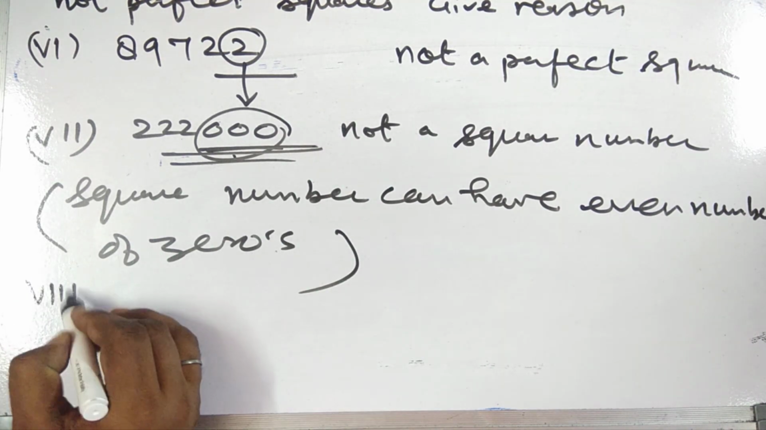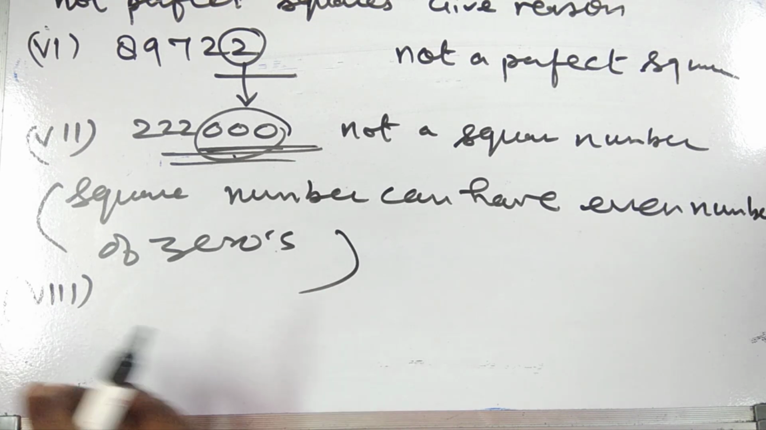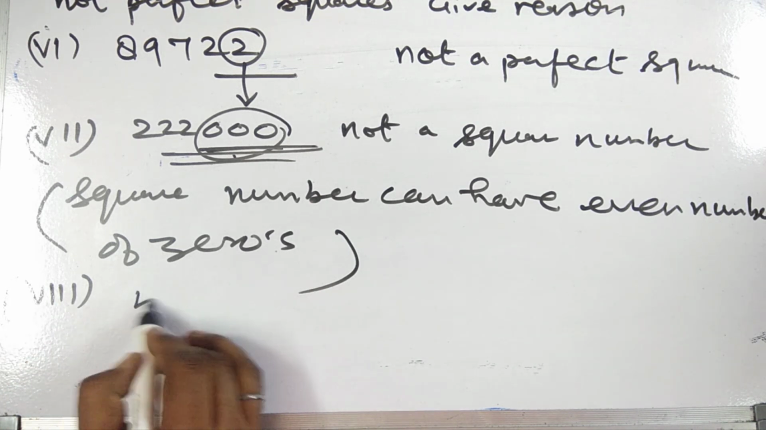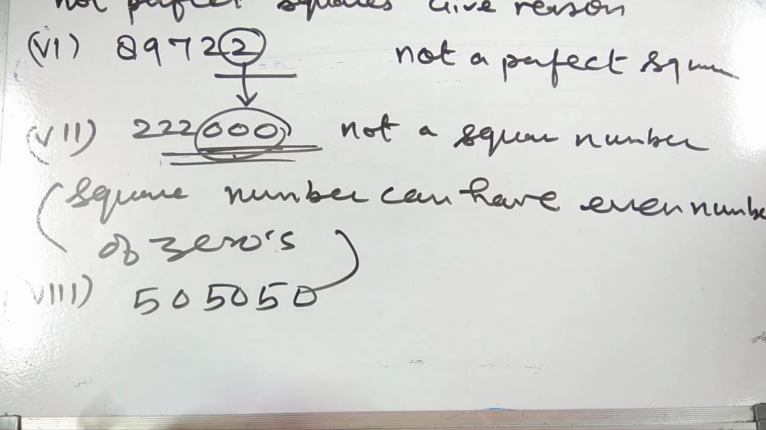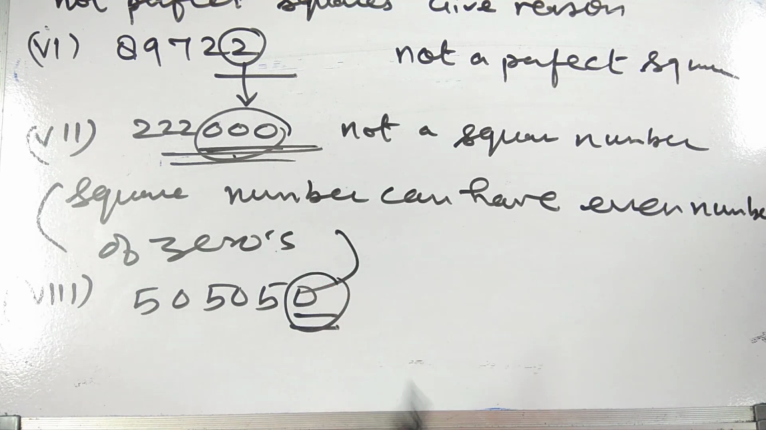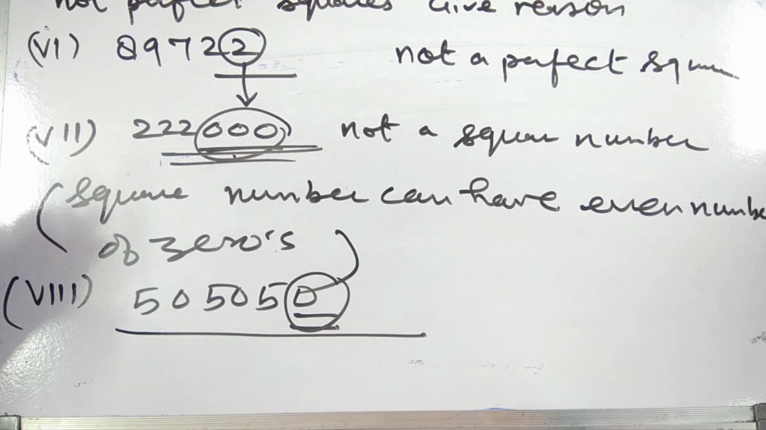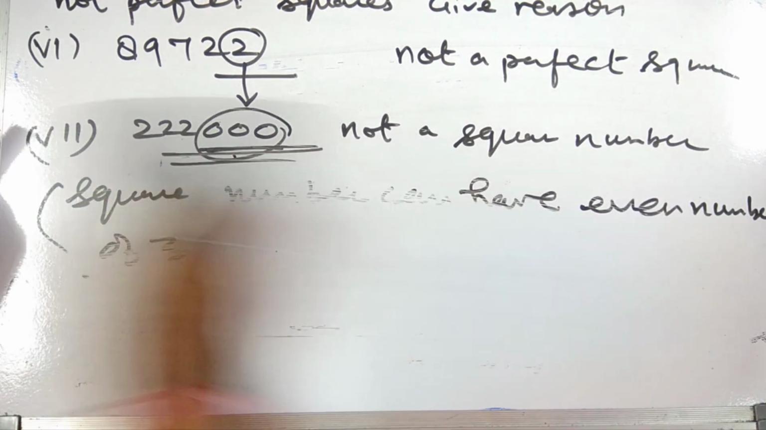Next student, eighth one, 505050. In the unit place only one zero is given, so the number of zeros is only one, then this number is not a square number, because a square number can have an even number of zeros. So this is also not a square number. Students, next we will move to question number 3.